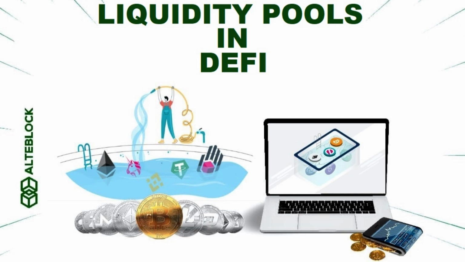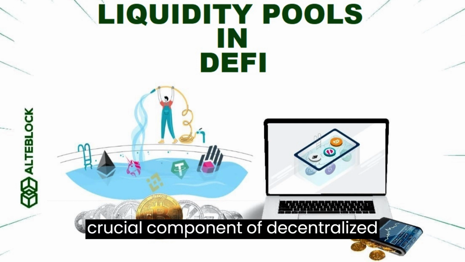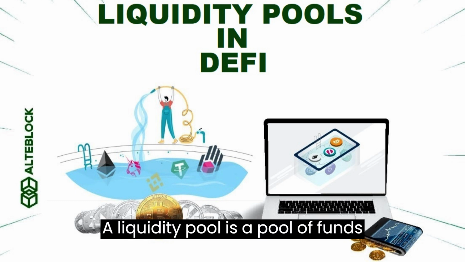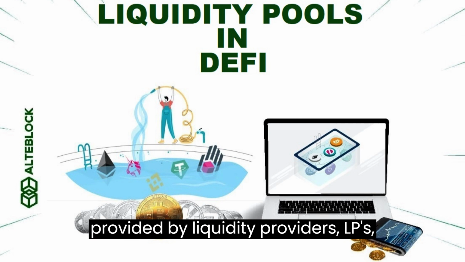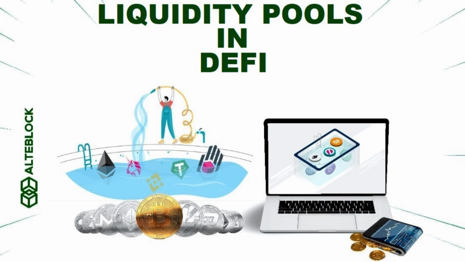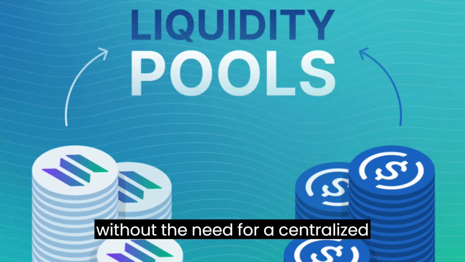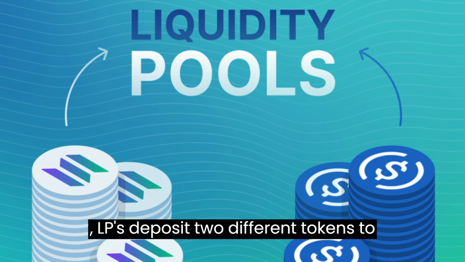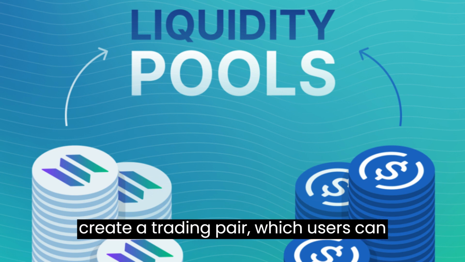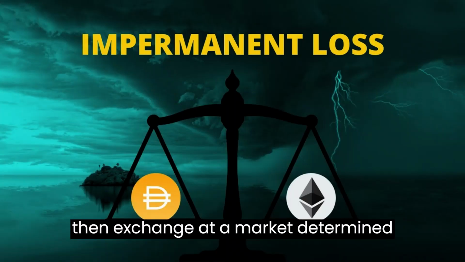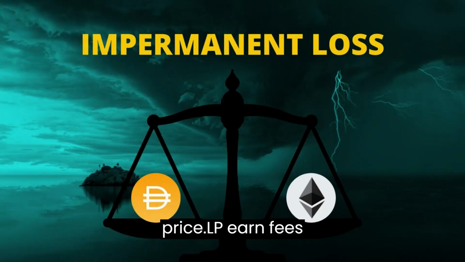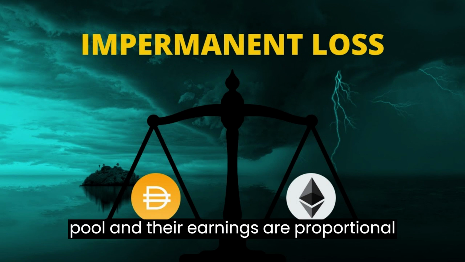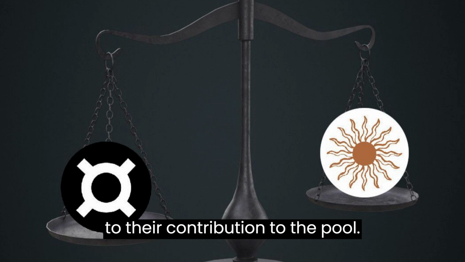Explain what liquidity pools are in English. Liquidity pools are a crucial component of decentralized finance, DeFi, protocols. A liquidity pool is a pool of funds provided by liquidity providers, LPs, that enables users to trade assets without the need for a centralized exchange. In a liquidity pool, LPs deposit two different tokens to create a trading pair, which users can then exchange at a market-determined price. LPs earn fees based on the trading activity within the pool, and their earnings are proportional to their contribution to the pool.